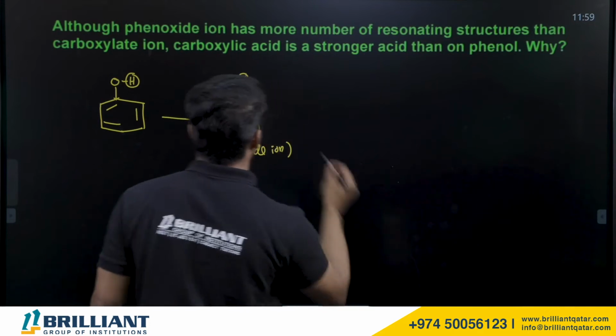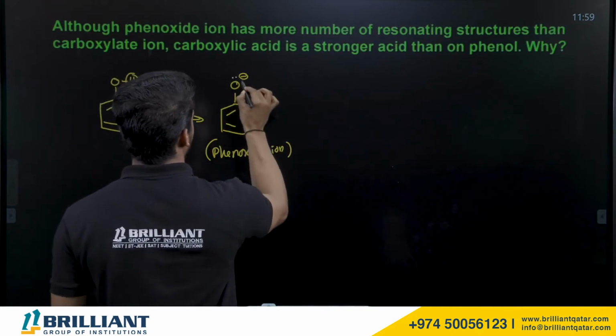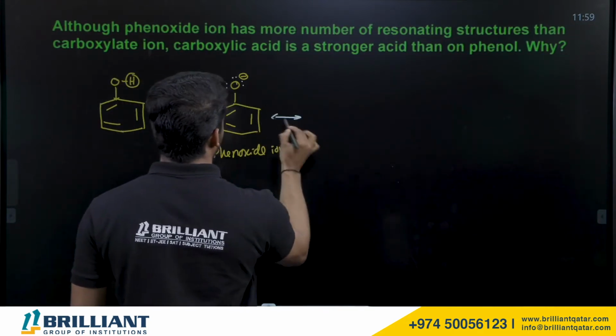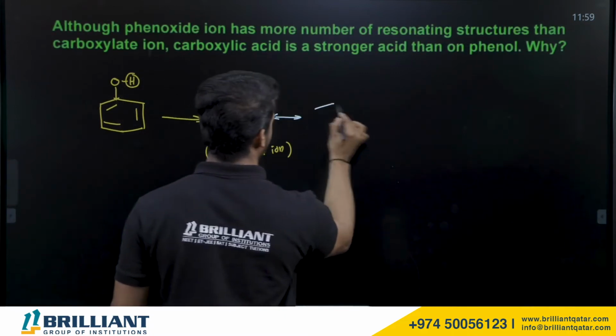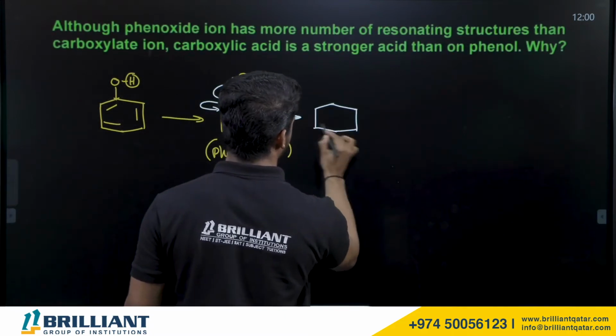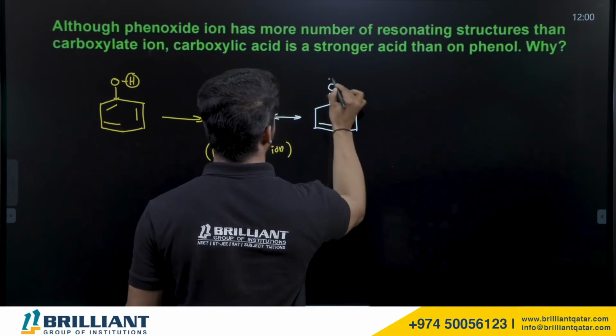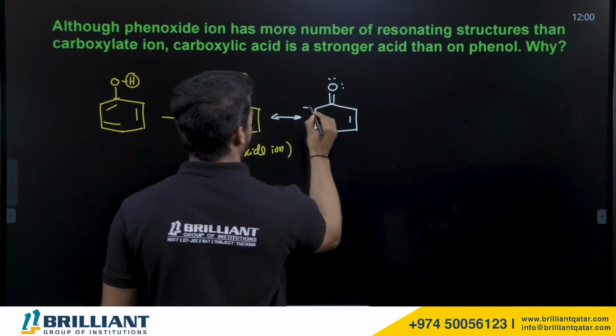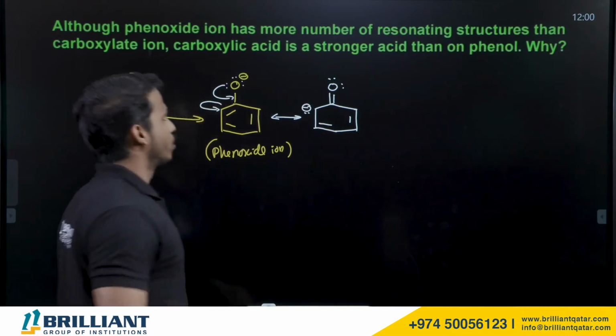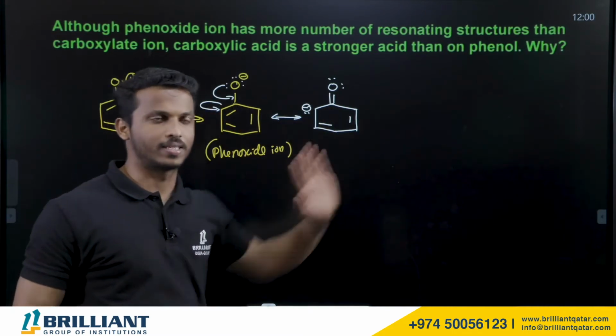I will just draw one of the resonance structures. Oxygen has a lone pair. What happened? This lone pair shifted. You will get the resonating structure like this. This is studied in the term 1 classes, right? So this is a negative charge lone pair. Like that, a total of 5 resonating structures are there.